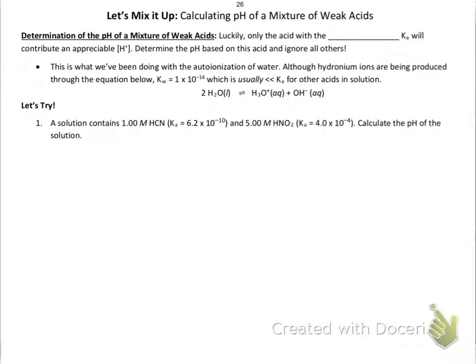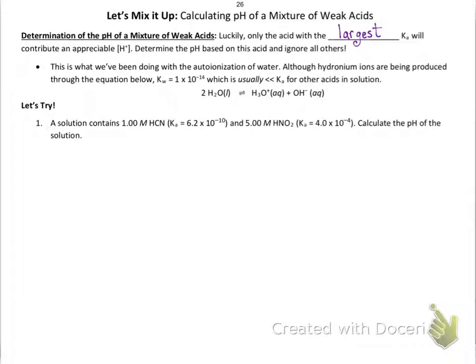Now that we know how to calculate the pH for weak acids and bases, let's talk about how you would calculate the pH of a mixture of weak acids and bases. Luckily, if you have a mixture of acids, only the weak acid that has the largest Ka value will contribute an appreciable amount of H+. So that's what we're going to use to determine the pH, and we're just going to ignore the rest of them. Fun story, we've actually been doing that already.